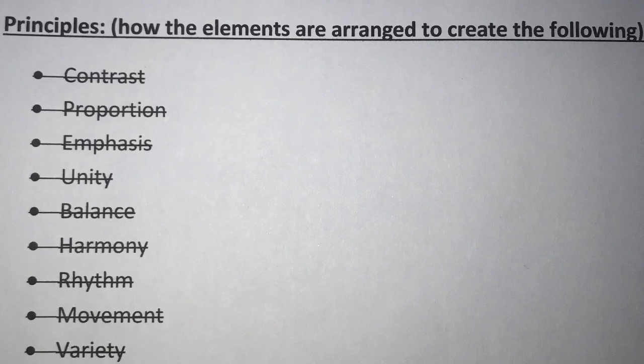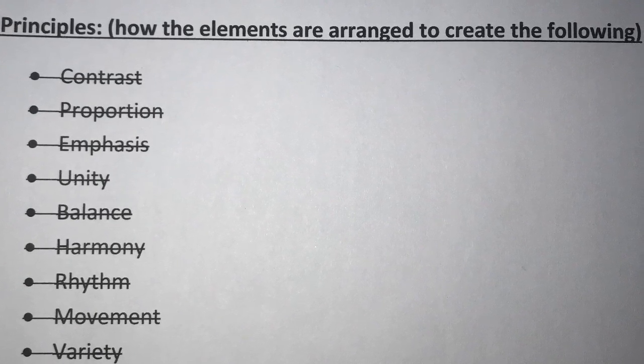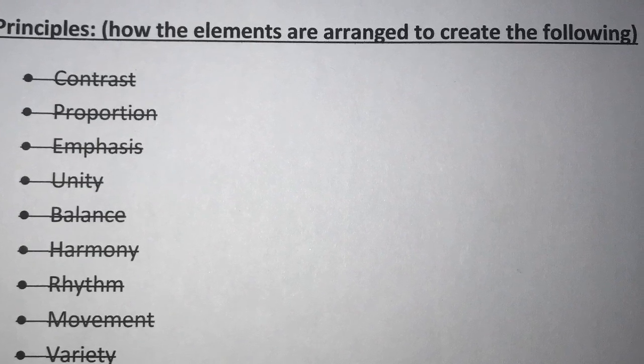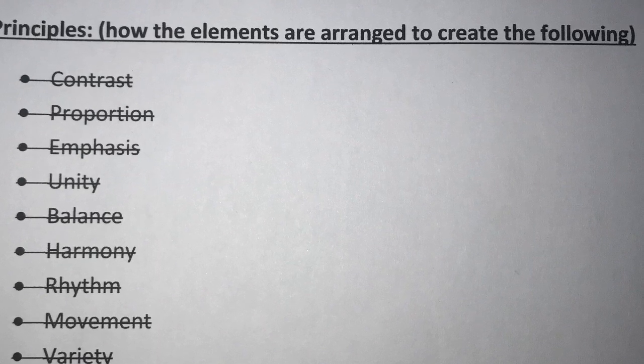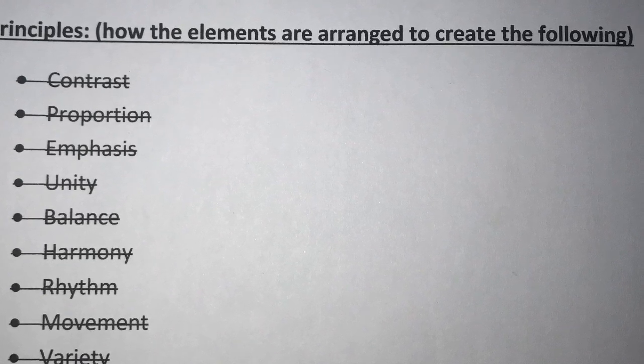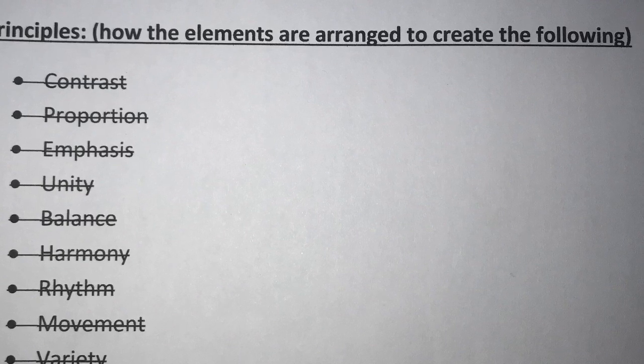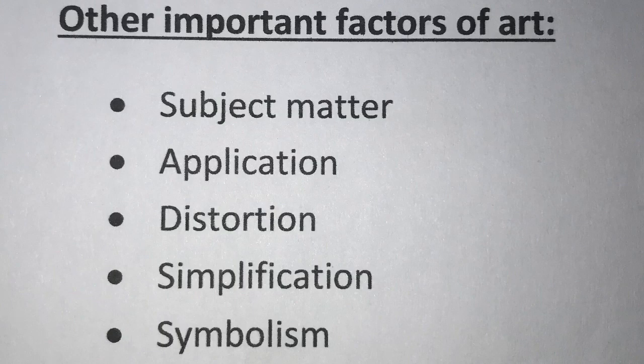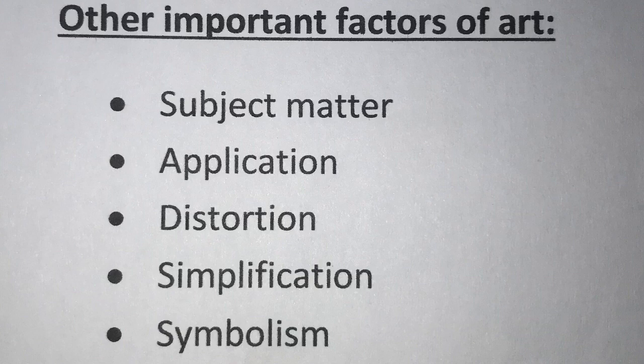Now, we use the elements of art to show principles such as contrast, proportion, emphasis, unity, balance, harmony, rhythm, movement, and variety. All of these principles are really important, and they do feature in protest artwork. However, I don't need you to know them at all. I instead want you to understand the following. I call them important factors of art. I'm not too sure what to call them because they don't fit in with elements or principles, but they are most certainly used by artists in protest artwork.